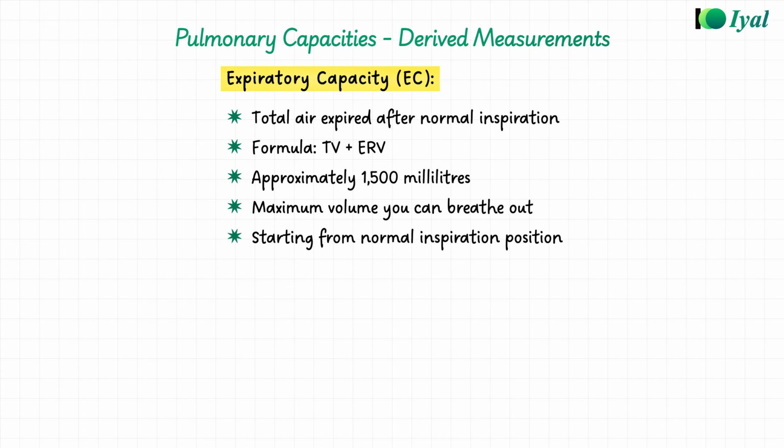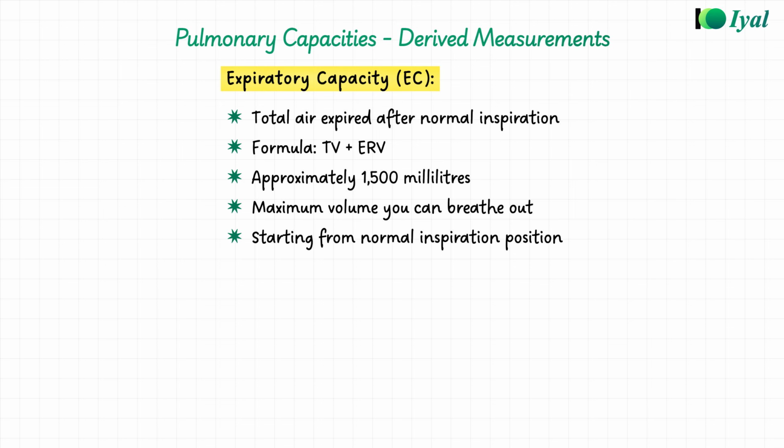Expiratory capacity, or EC. Similarly, what is the maximum air you can breathe out starting from normal inspiration? You breathe out your normal tidal volume plus your expiratory reserve. So EC equals TV plus ERV, approximately 1500 milliliters.